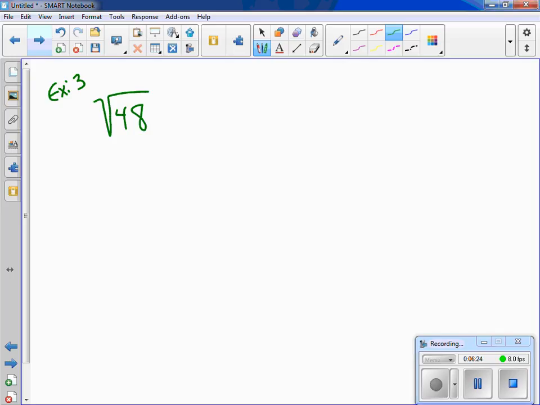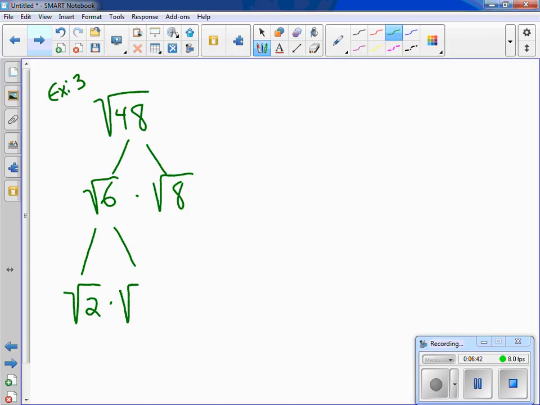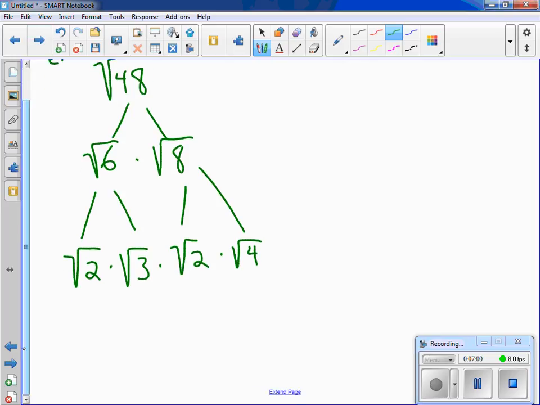I know that for a fact. Neither one of them are perfect squares though, so square root of 6, square root of 8. 6 will break down for me into 2 and 3, so square root of 2, square root of 3, and 8 will break down for me into 2 times 4, so square root of 2 times square root of 4. So one thing I noticed when I work the square root of 4 is that it is a perfect square, so this can just become a 2.